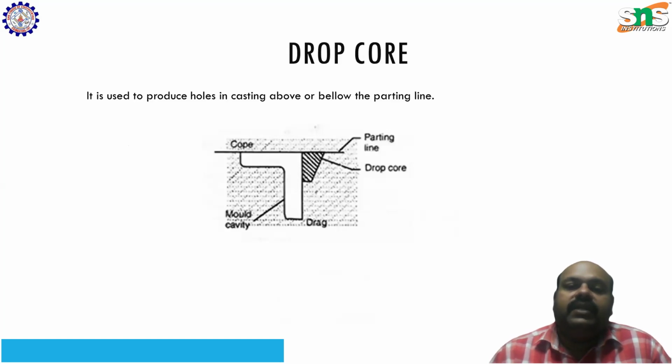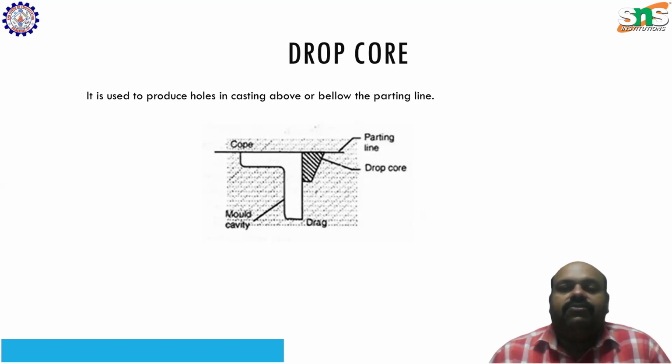Drop core is used to produce holes in the casting above or below the parting surface. So when the requirement is like this, we are going to prepare a drop core that is to be used to produce holes in the casting above or below the parting line.